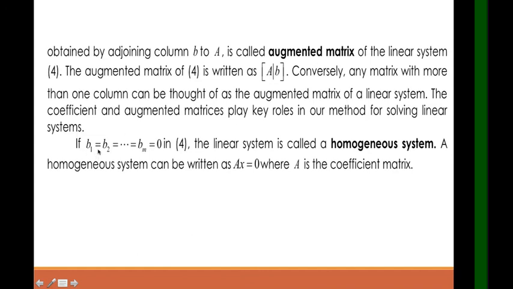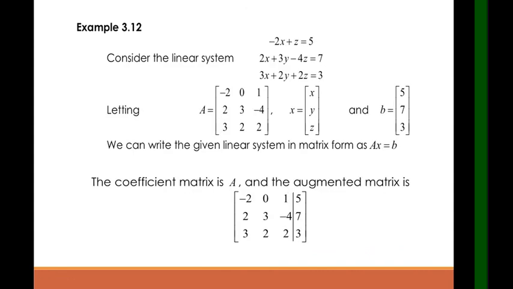If b sub 1 equals b sub 2 equals ellipsis equals b sub n is equal to 0 in number 4, the linear system is called the homogeneous system. I already discussed this in our first video. A homogeneous system can be written as Ax equals 0, where A is the coefficient matrix. To understand it better, let's have this example.